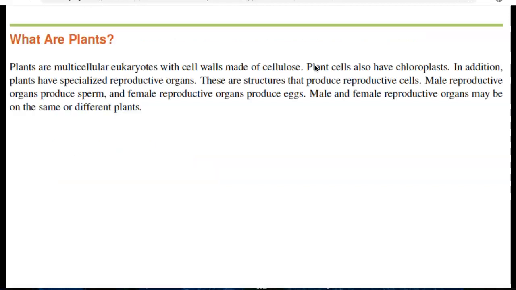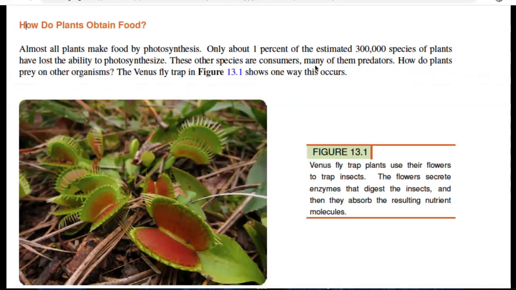So plants are multicellular eukaryotes, and the cell walls are made of cellulose. Cellulose helps them stand up. Plants also have chloroplasts. We saw that earlier in our course, and they have specialized reproductive organs. We'll talk more about that in a second.